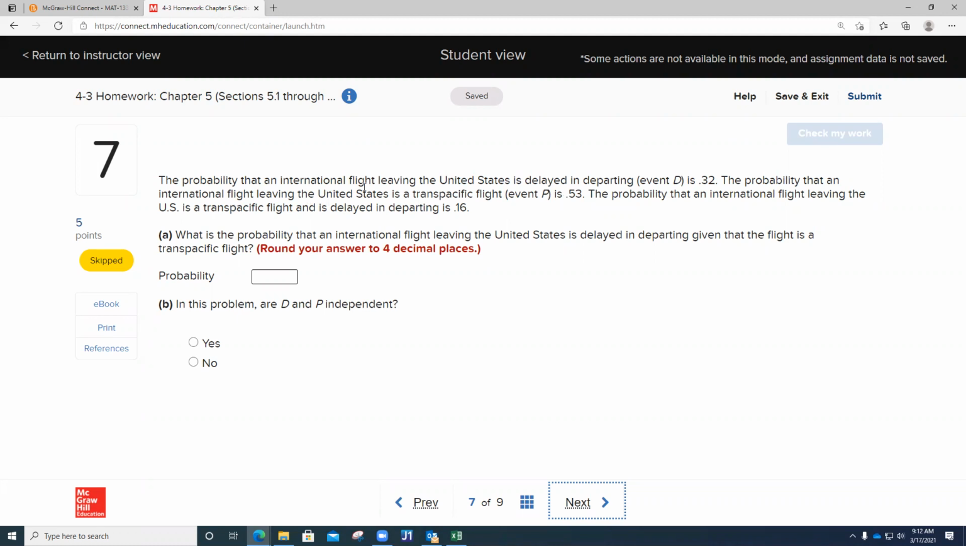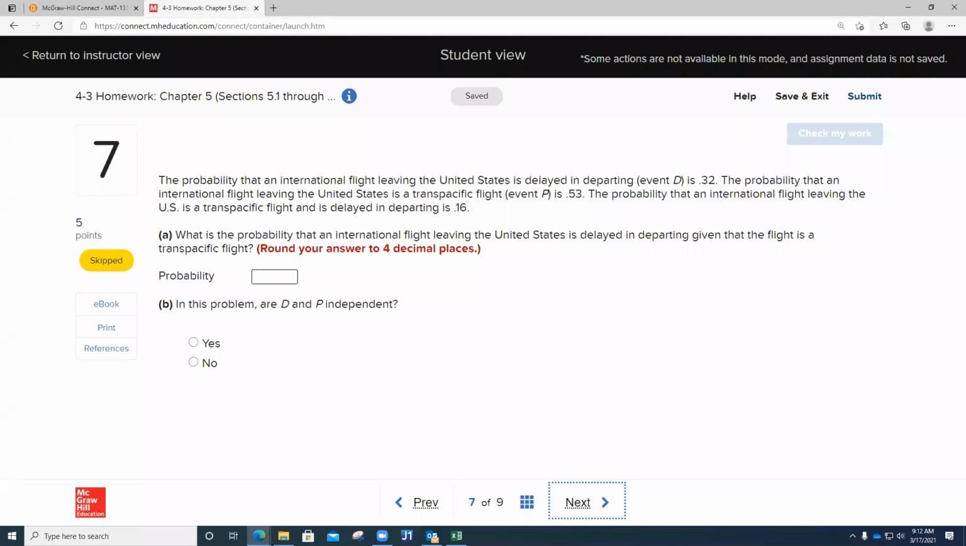Let me read this again. The probability of leaving the United States, no, two different flights. Okay, so 32 and 53. To find the probability of leaving and departing is 16. Okay, given, here we go.